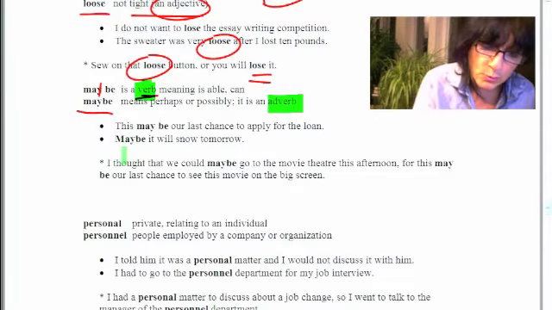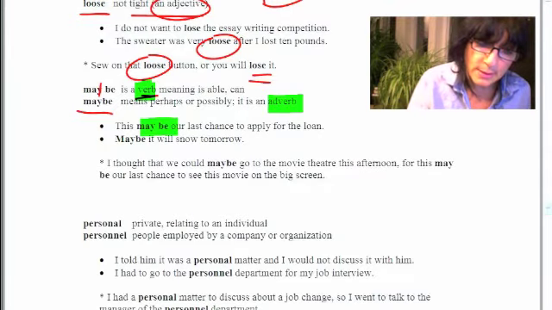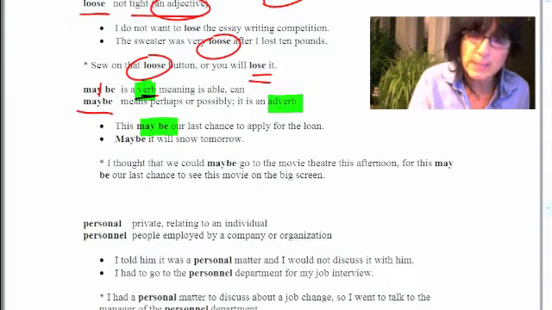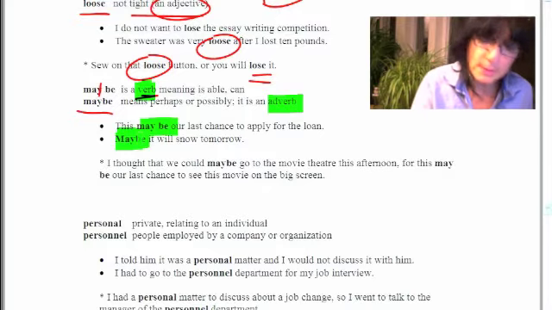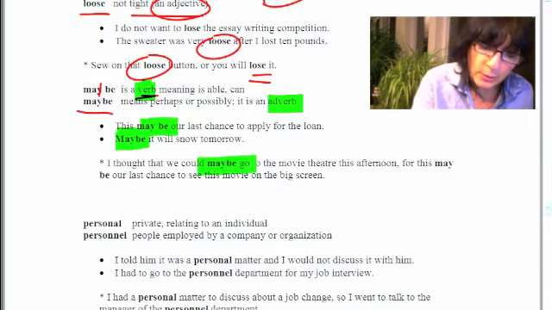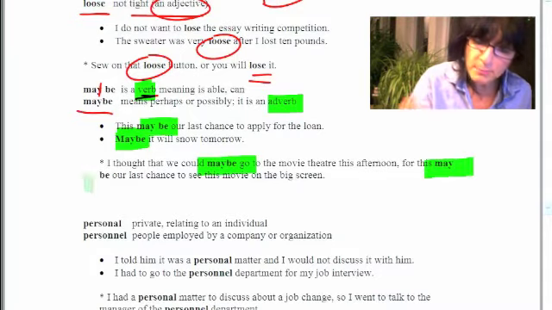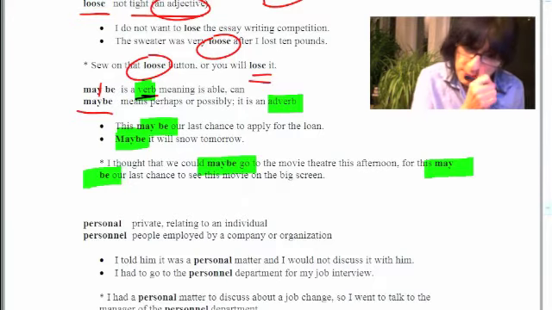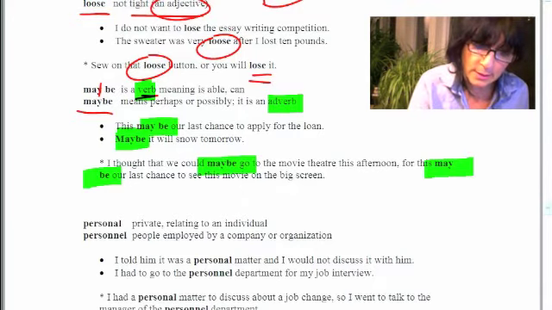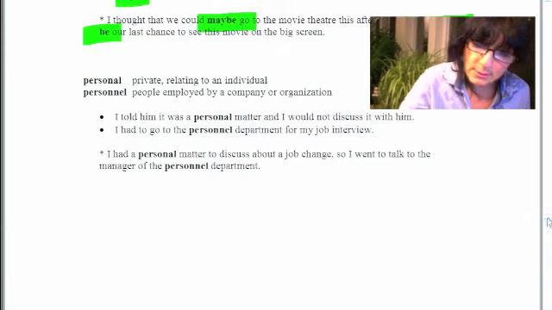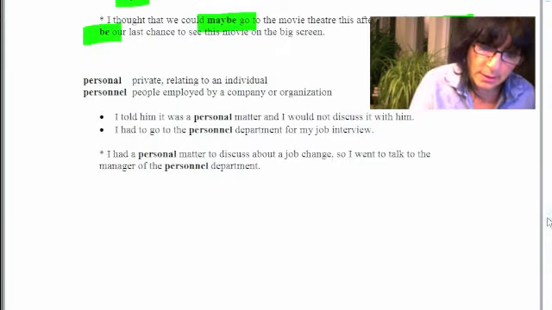When you're using it as two words, this may be our last chance to apply for the loan means that we're able to. We can. It's the last chance that we can have. Maybe it will snow tomorrow means perhaps as one word. I thought that we could maybe, meaning perhaps, go to the movie theater this afternoon. For this may be our last chance to see the movie on the big screen, meaning it's probably the last chance that we can.